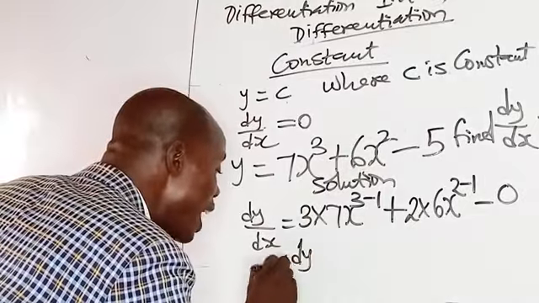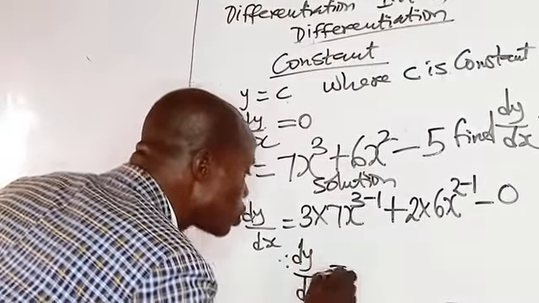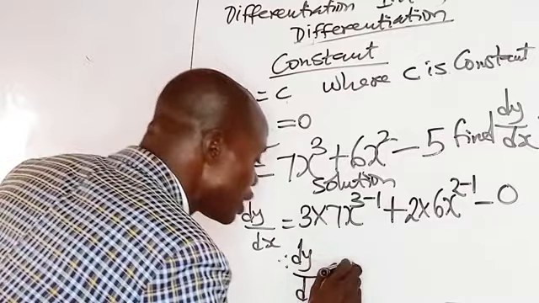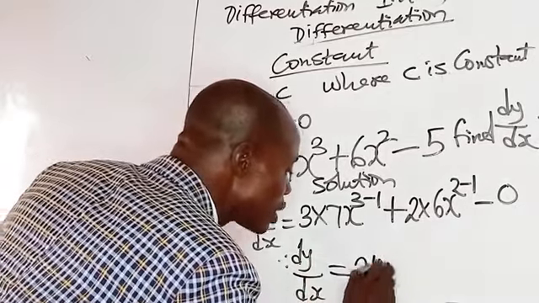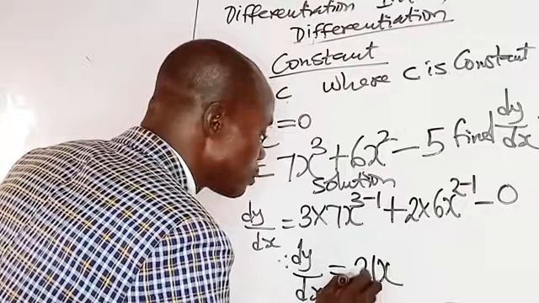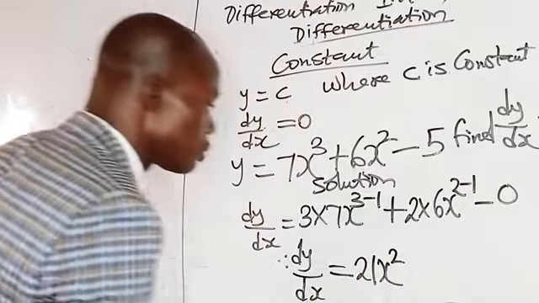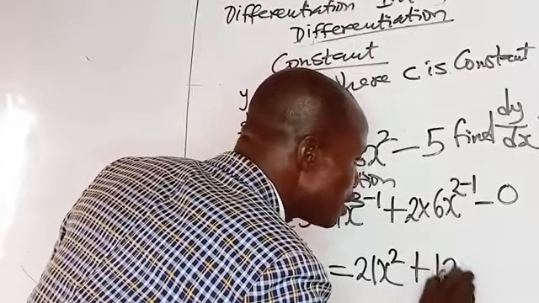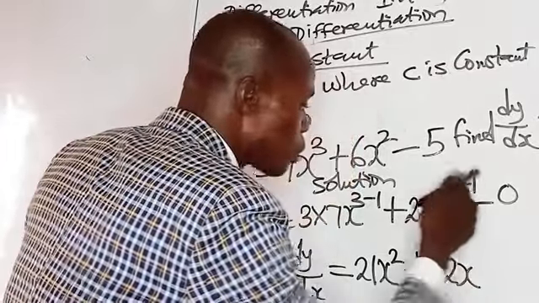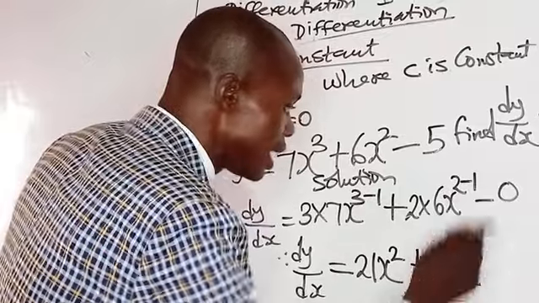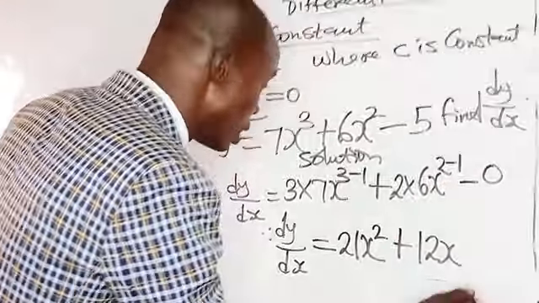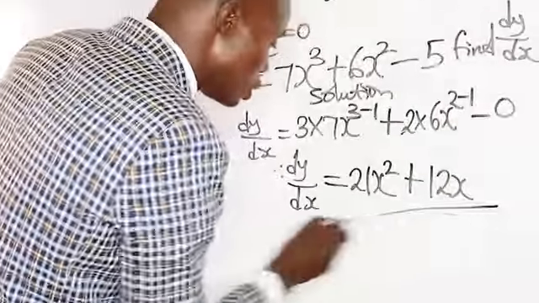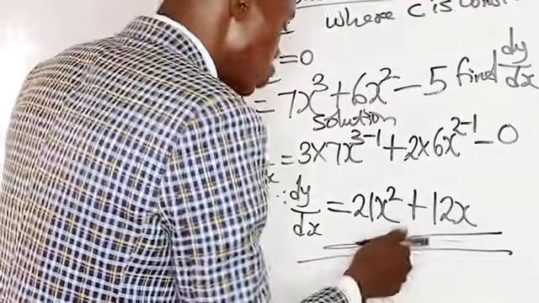Therefore, dy dx equals 3 times 7, that is 21, x raised to power 3 minus 1, that will be 2, plus 2 times 6, 12, x raised to power 2 minus 1, that is 1, which is 12x, and this is minus 0. So this is the solution to this question.